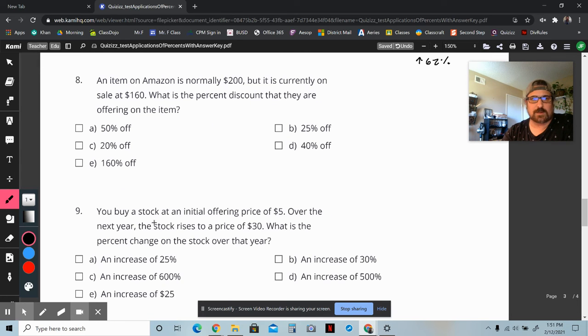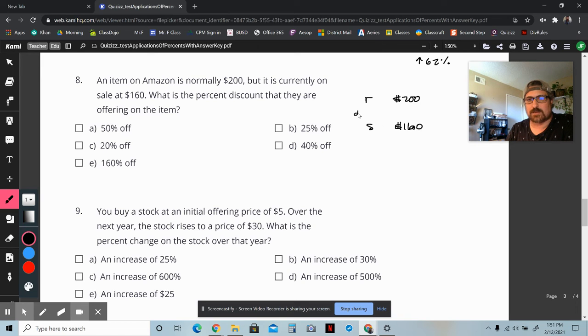All right, the next one says an item on Amazon is normally $200, but is currently on sale for $160. What is the percent discount that they're offering on the item? So basically, the retail price normally would be 200 bucks. Okay, it's on sale, okay, for what? 160.